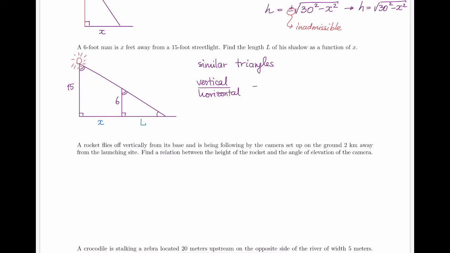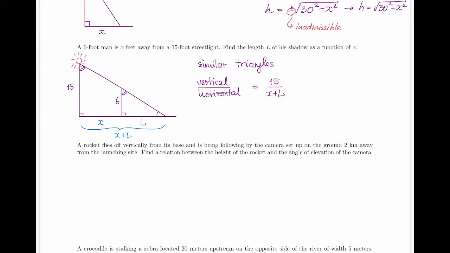So in the big triangle, what do we have? The vertical side is 15. I can see that. And the horizontal side is this entire length, which is composed of x and then L. So I can label that because I'm going to need this. This whole length is x plus L. So the horizontal side in my big triangle is x plus L.